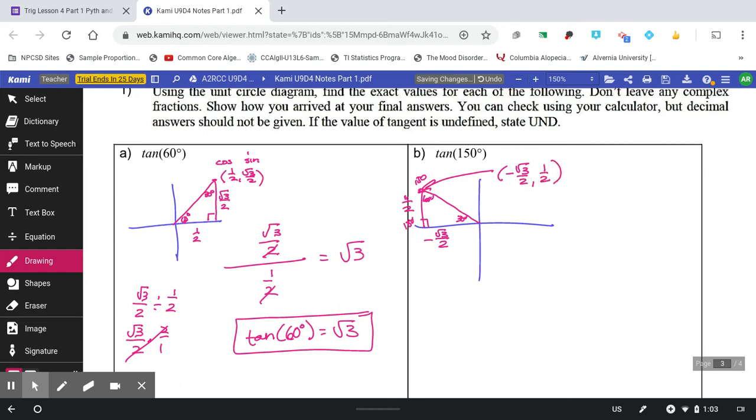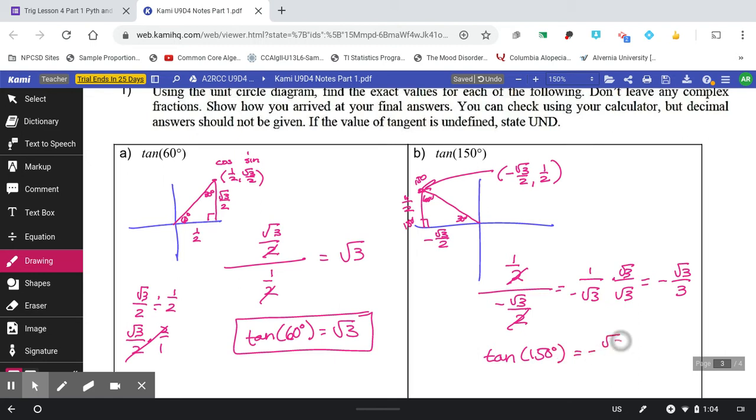Okay, well, because it's the sine divided by the cosine, we're going to have 1/2 divided by negative radical 3 over 2. Again, the denominators are the same, so they're going to divide to 1, and we end up with 1 over negative square root of 3. Now, we can't leave it that way because we always have to rationalize our denominator. So when we multiply by the square root of 3 over 3, we still have our negative, but now we have the square root of 3 over 3. So our answer, the tangent of 150 degrees, is going to be equal to negative radical 3 over 3.